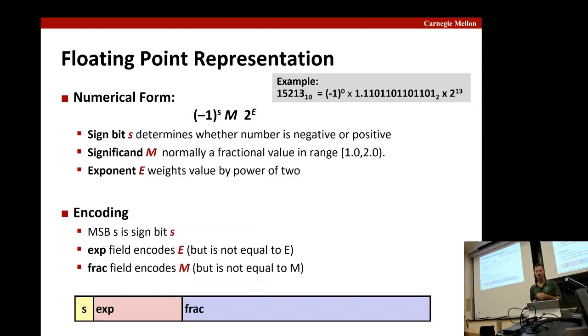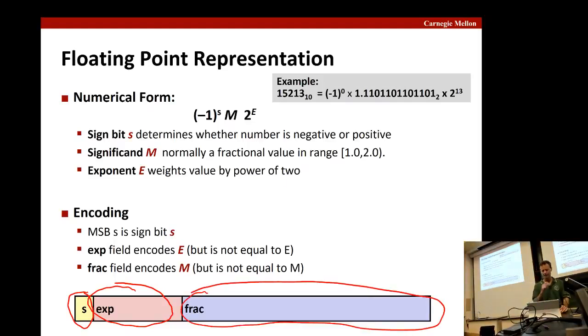So you've probably seen representations like this. You start off with a sign bit. Then there are some number of bits devoted to what's called the exponent, the exp field, and then some number of bits devoted to the fraction. The way that gets interpreted is that if the sign bit is 0, then minus 1 to the 0 is 1, and so you get a positive. If it's 1, then you get a negative. So that's how that works.